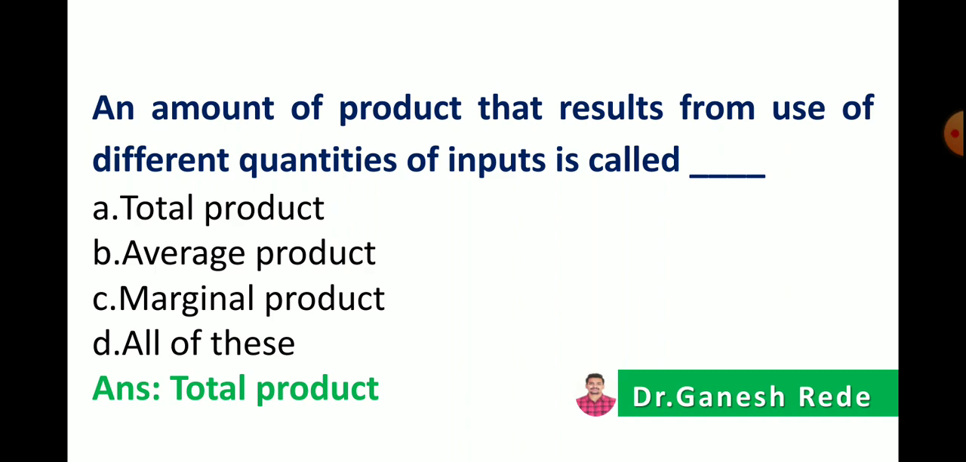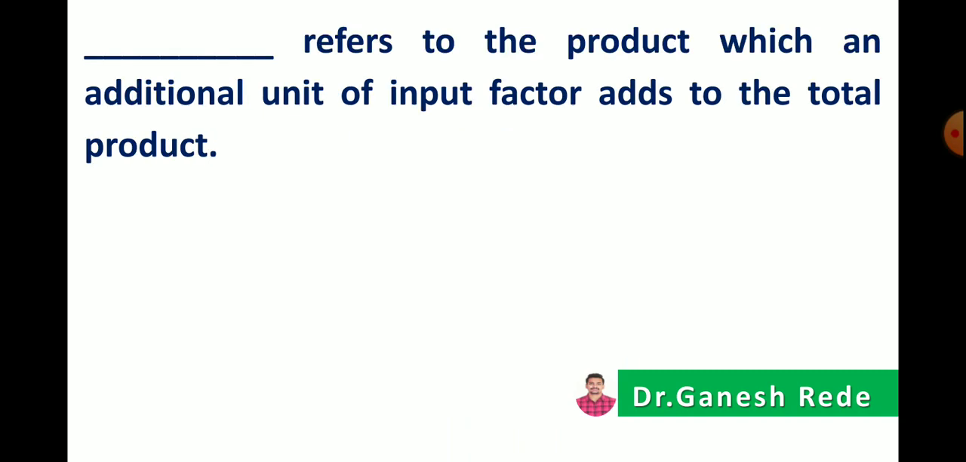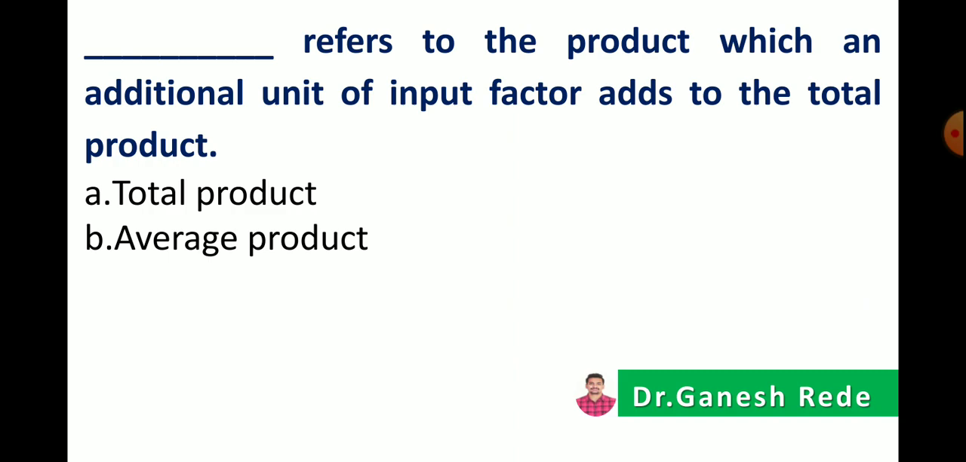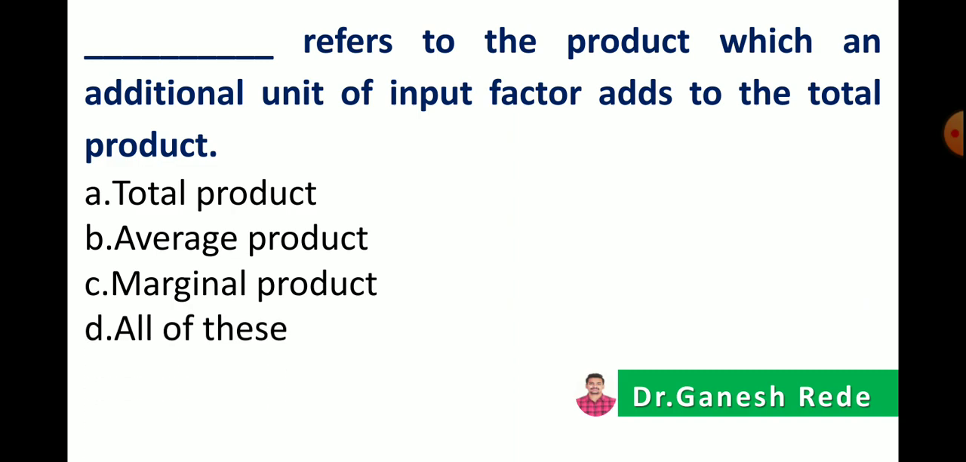Next, dash dash refers to the product which an additional unit of input factors adds to the total product. Option A, total product; option B, average product; option C, marginal product; or option D, all of these. Correct answer is marginal product. Marginal product refers to the product which an additional unit of input factor adds to the total product. Additional unit means it is related to marginal product.